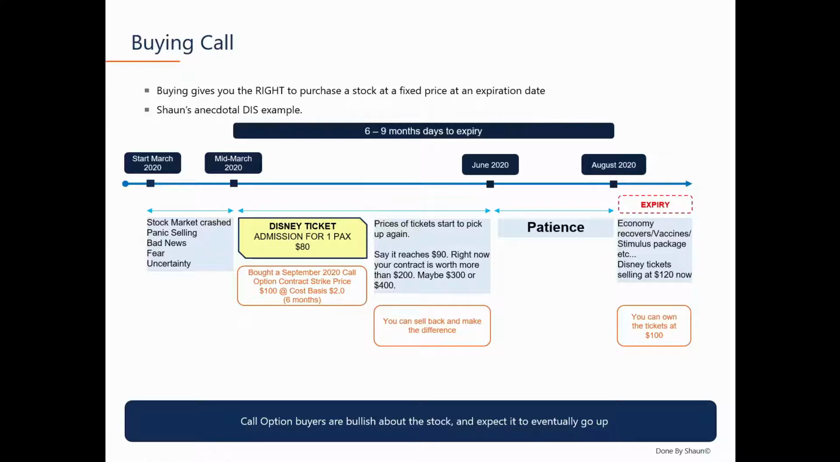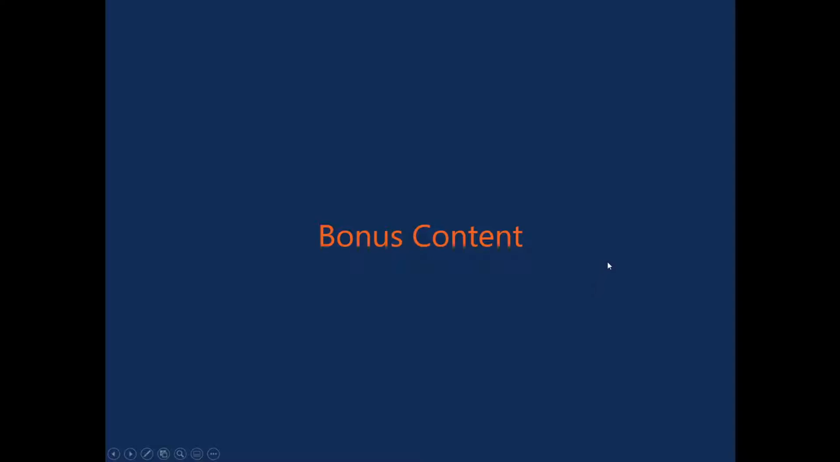You can still own the tickets at $100 because you still hold a contract and they're still valid. Therefore, if you exercise the option or close it out, each contract will make you $2,000, right? Because now Disney tickets are trading at $120. You can own it at $100, which means that you make $20 per share. And if you have 100 shares per contract, you make 20 multiplied by 100, which is $2,000.